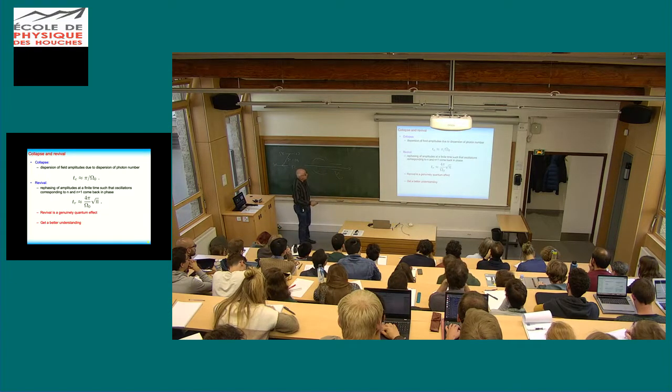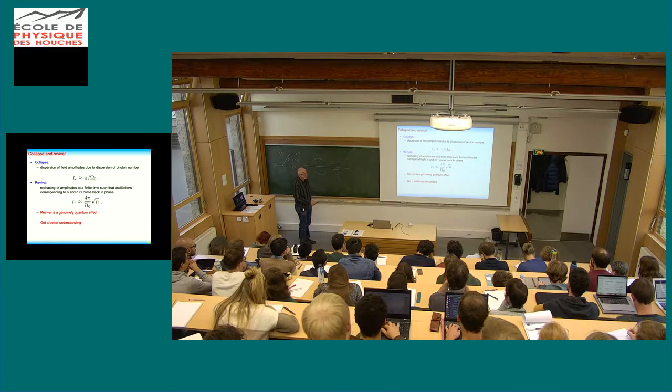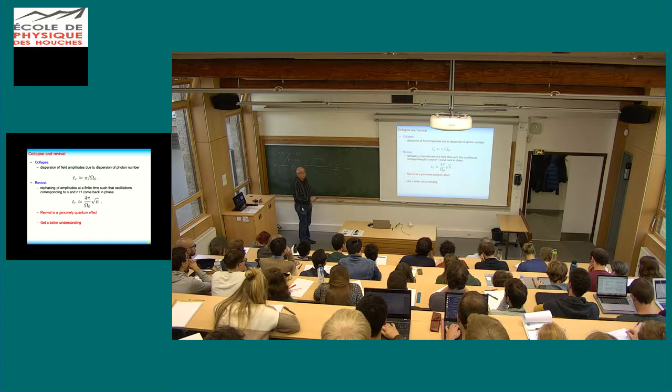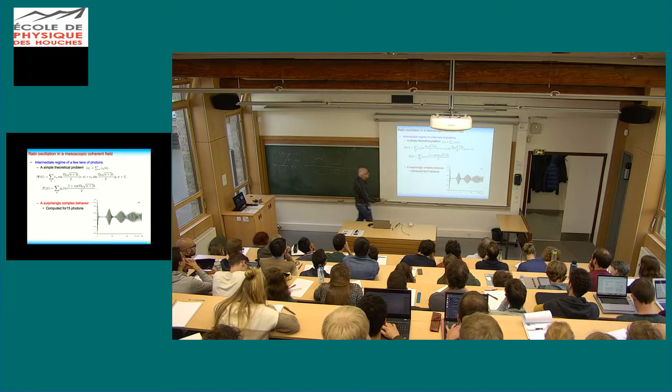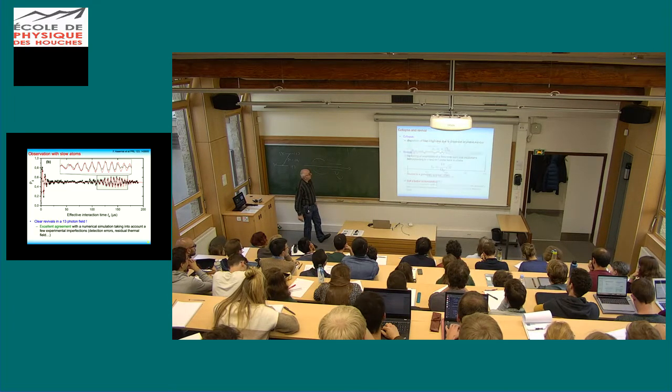And obviously, in the limit of very, very large n's, the revival time goes to infinity, whereas the collapse time remains finite. You have a collapse, and it never revives. Why is it so much more complex at later times? I will allude to that a bit later.